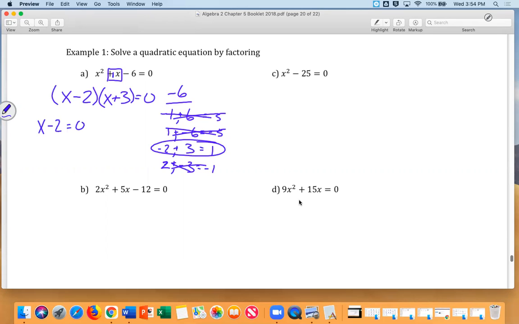x minus 2 equals 0 and x plus 3 equals 0. So I'm going to go ahead and add 2. And that gives me x equals 2. Or over here, subtract 3 and I get x equals negative 3. So my two answers are x equals 2 and x equals negative 3. These are my x-intercepts. Okay?